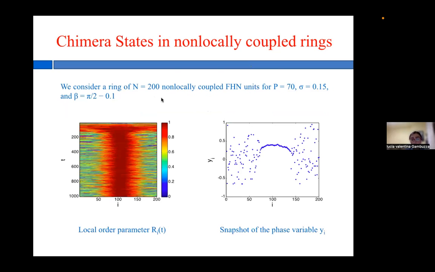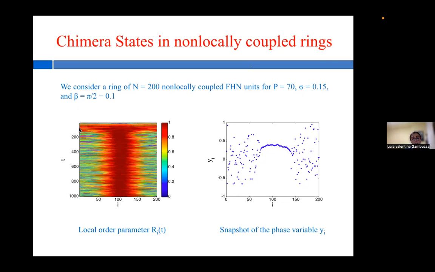Okay, if we consider a ring with 200 units with a non-local coupling function of the FitzHugh-Nagumo units, and we consider also that each unit is connected to 70 other units, side by side. And for example, in this case, we have fixed the coupling strength sigma, and also beta, which is a parameter of the dynamics. We can have this type of behavior.